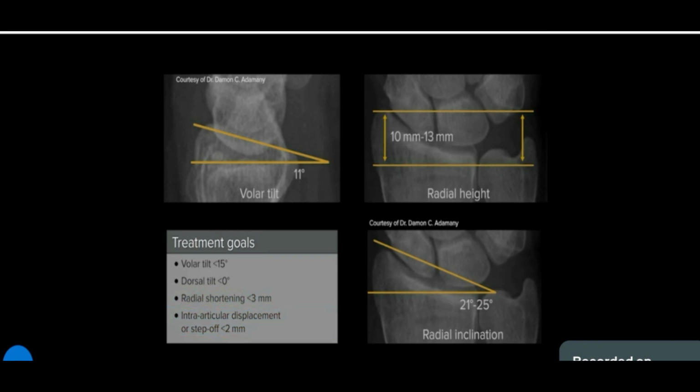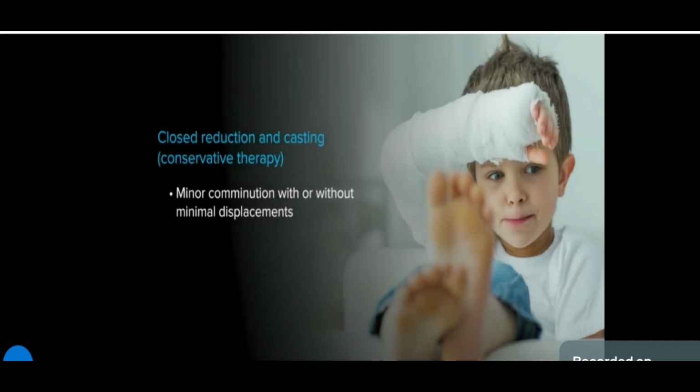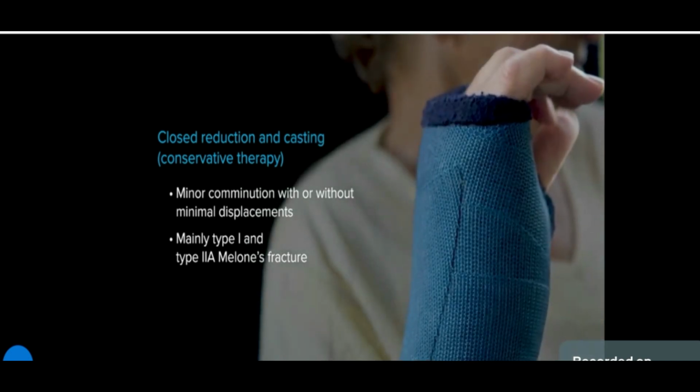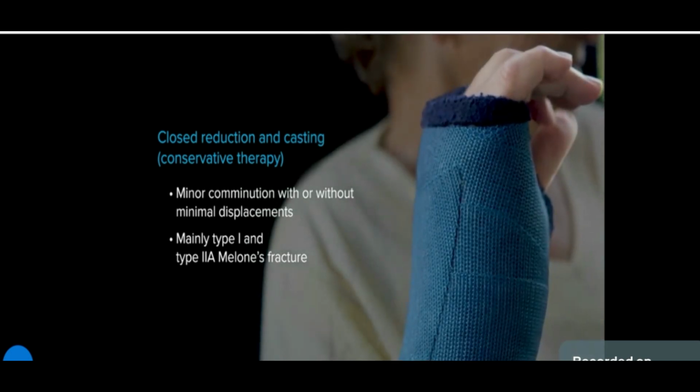There are conservative and surgical approaches to treating distal radius fractures. All fractures characterized by minor comminution, with or without minimal displacements, can be considered for closed reduction and cast immobilization. Mainly type 1 and type 2A Melone's fractures can be managed conservatively. The fracture should be kept under close observation to look for any redisplacement.